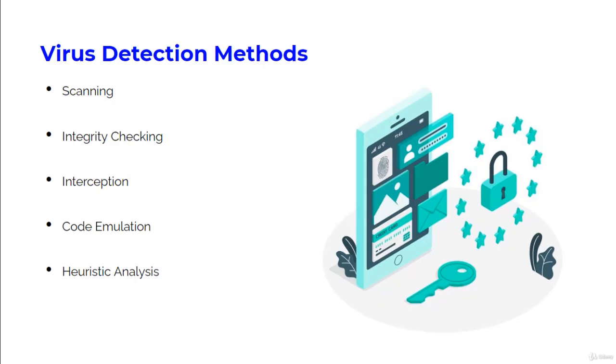The next is integrity checking. Integrity checking products work by reading the entire disk and recording integrity data that acts as a signature. Next is interception. The interceptor monitors the operating system requests that are written to the disk.